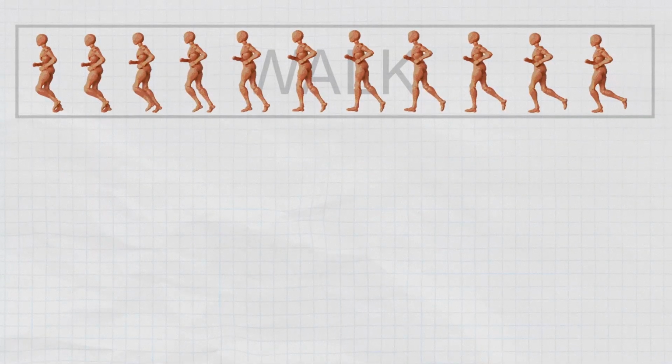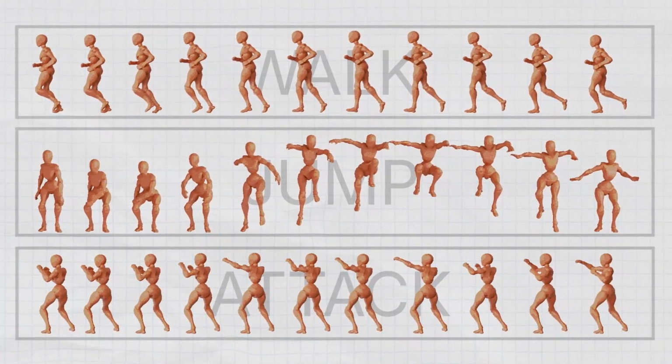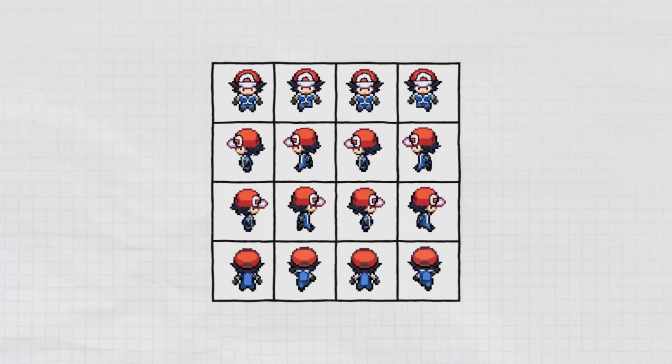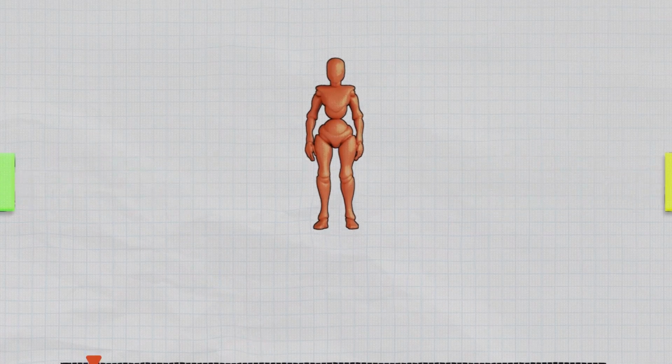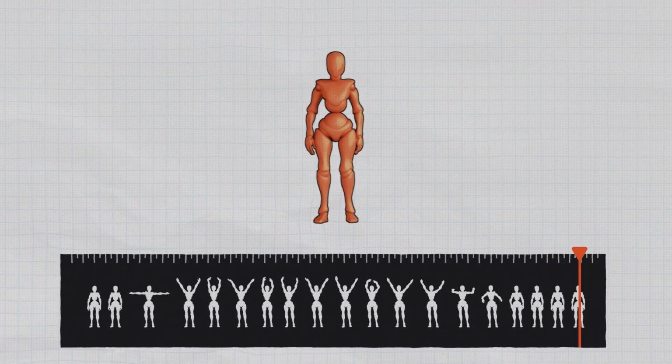Walking is one action, jumping is another, attacking is another. These images are then imported into the game engine as animation sequences, much like sprite sheets. When the player performs an action, the engine simply plays the corresponding sequence of images.